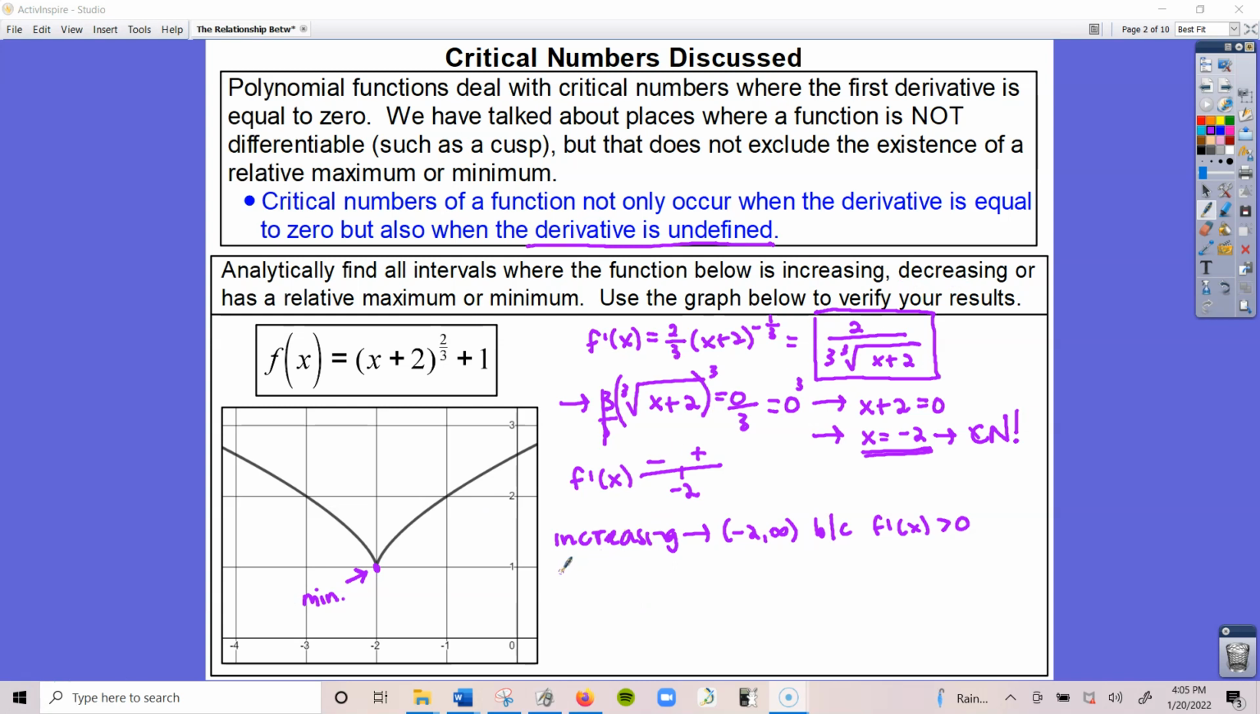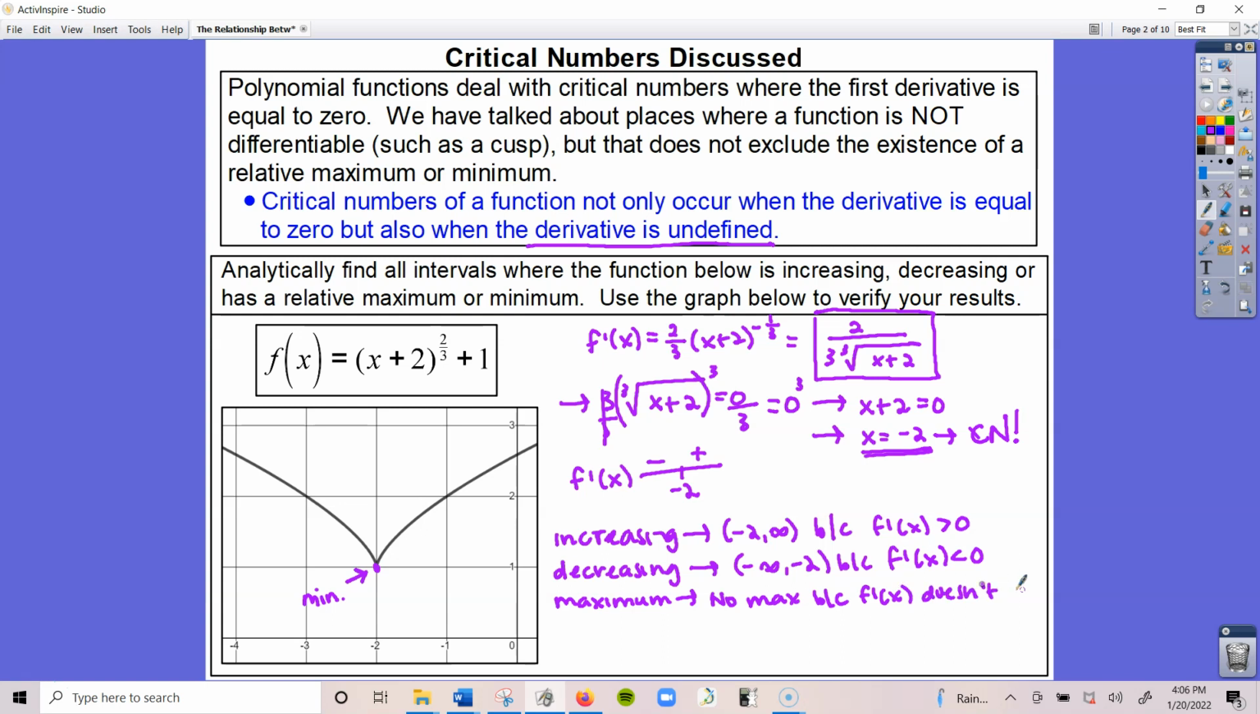Now let's move on to when the function is decreasing. Based on my number line, f of x would be decreasing from negative infinity to negative 2 because f prime of x is less than 0. Now as you can see, here we only have one extrema. Because it changes from negative to positive, this makes it a minimum. So in terms of a maximum, we would say that there is no maximum because f prime of x does not change from positive to negative.